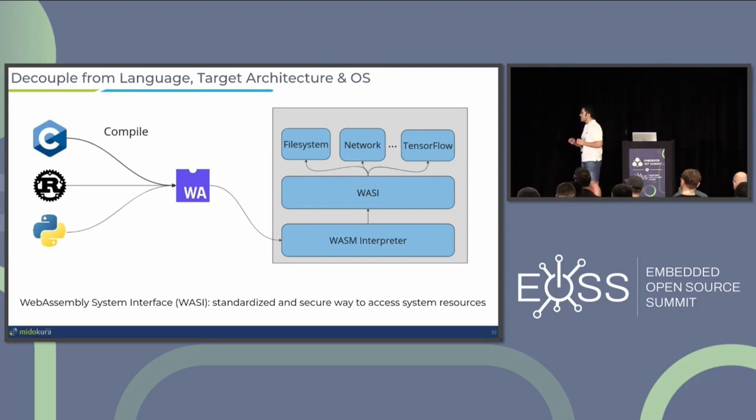The way to access the native part is by using the WebAssembly System Interface. That is a standardization API that provides a secure way to access the system resources. For instance, the WebAssembly System Interface has some standardized layers for the file system, the network, and for TensorFlow or PyTorch, which in this case is WASI-NN, WASI Neural Network.